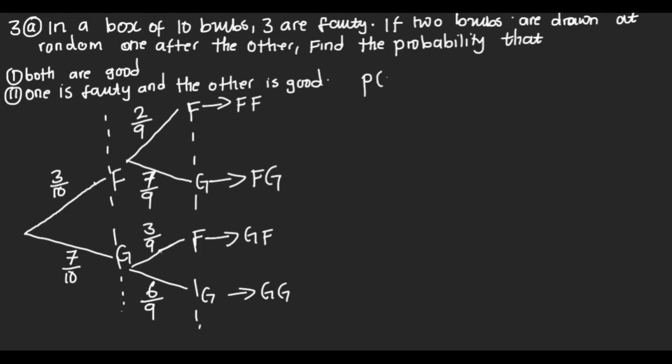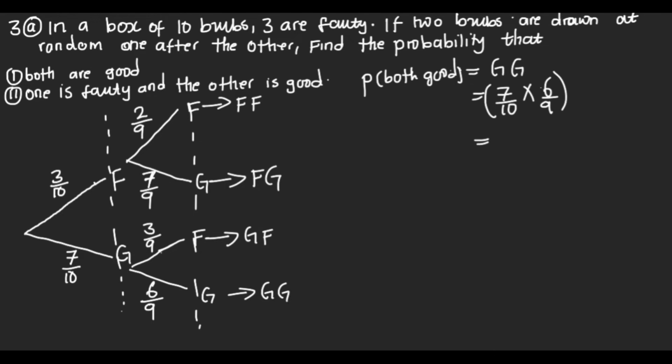So the probability of both good will be GG. So we use this number and this number because the two probabilities are representing good, good. So the first good is 7 over 10 times 6 over 9.